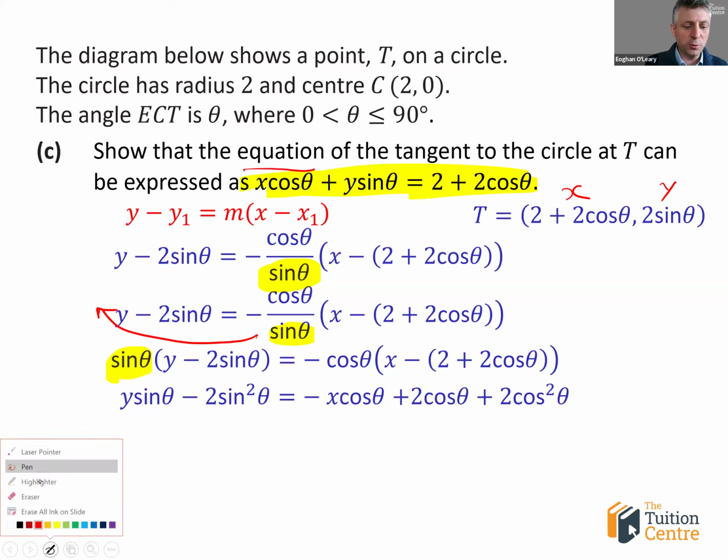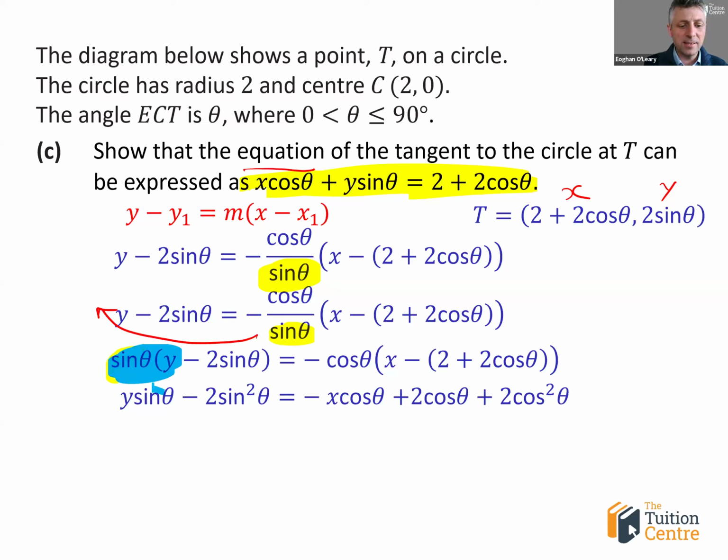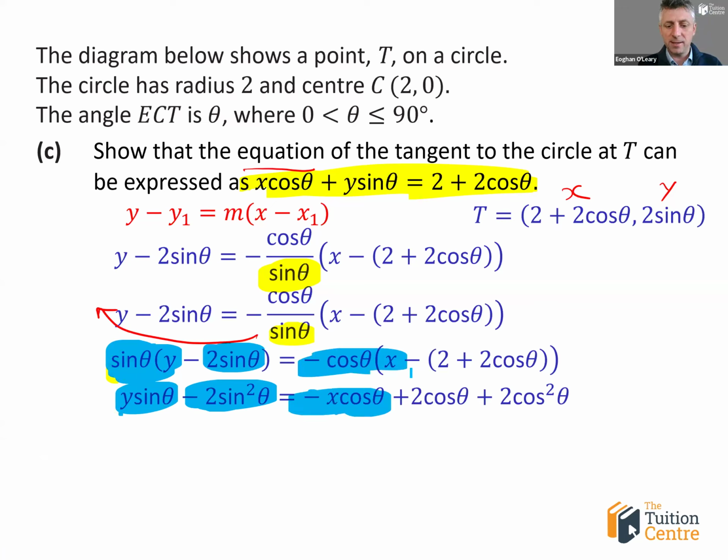So I'll just talk you through this part to make sure we're all seeing the same thing. Sine theta times y is y sine theta. Sine theta times minus 2 sine theta will be minus 2 sine squared theta. Minus cos theta times x will be minus x cos theta. We've got to be careful with the brackets here.